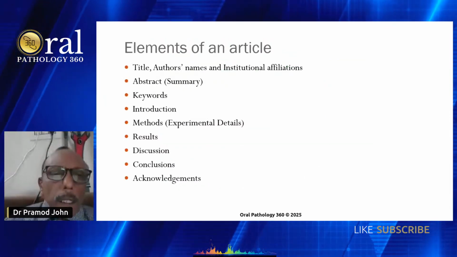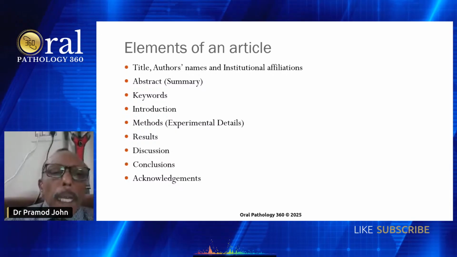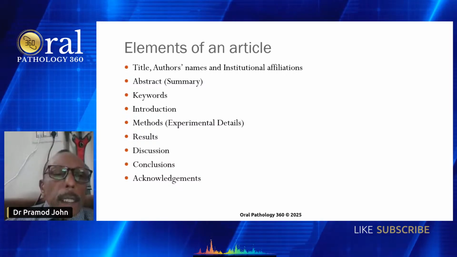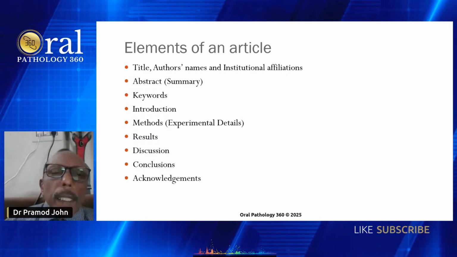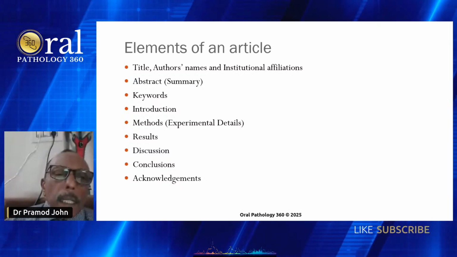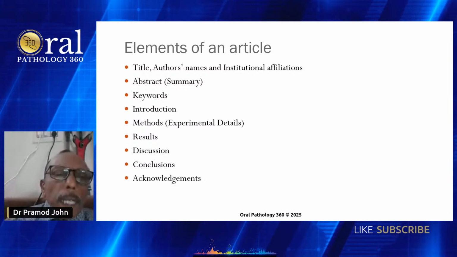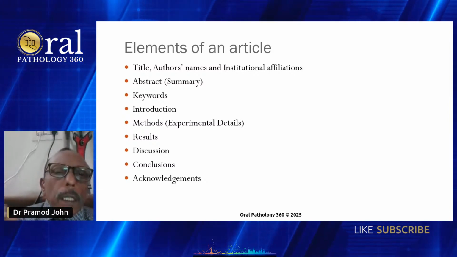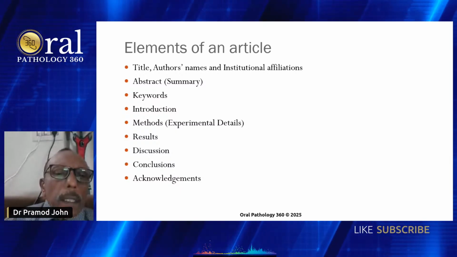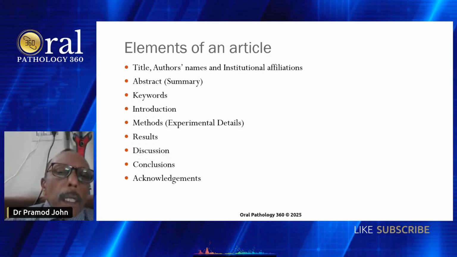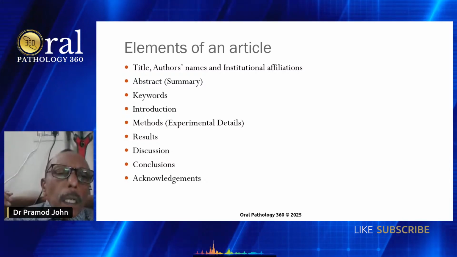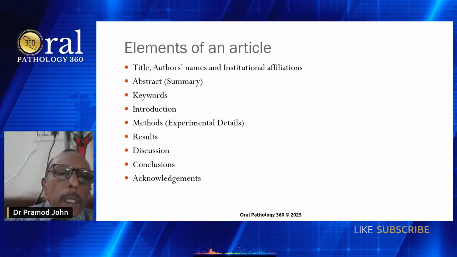What are the elements of an article? As you know, an article will have a title, authors' names, and institutional affiliations. Then there will be an abstract. Sometimes it can be a block abstract or it can also be a structured abstract. A structured abstract will have subtitles: the introduction, review of literature, methodology, discussion, all summarized. But you can also have a block abstract in which these components are not required.